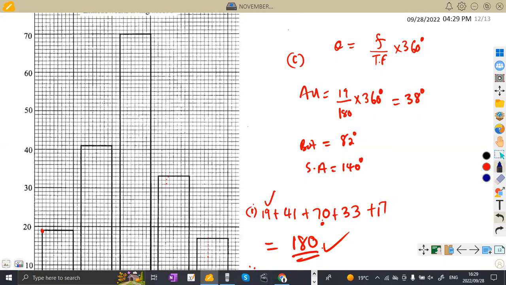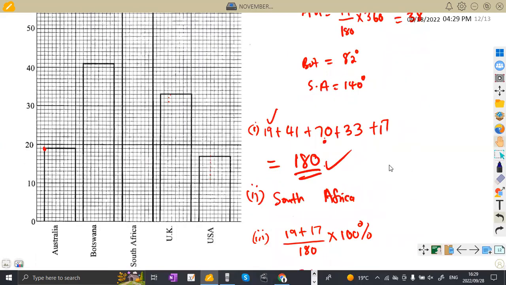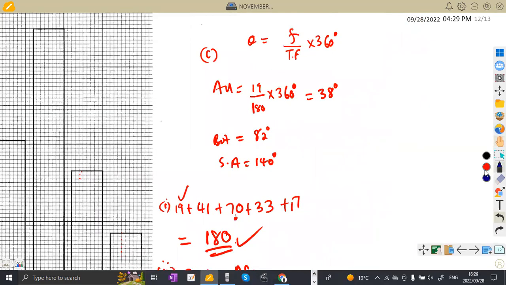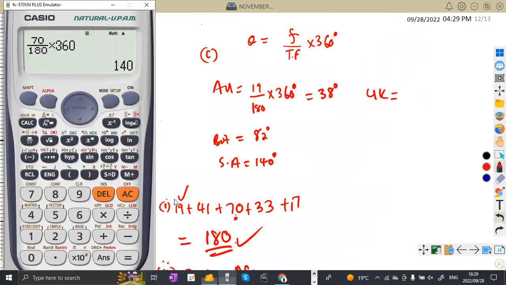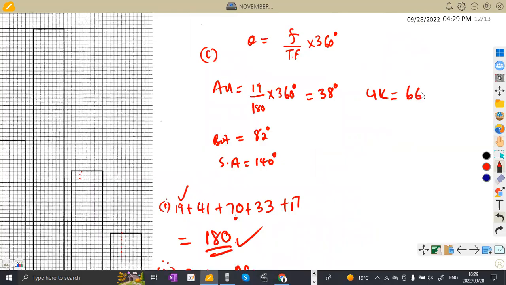After that, you move on to this one, which is UK. Okay, those who are in UK, how many are they? We are talking about 33. So it's going to be 33 over that. You do the same here, 33. All right, so it's 33 here, which is going to be 66 degrees.